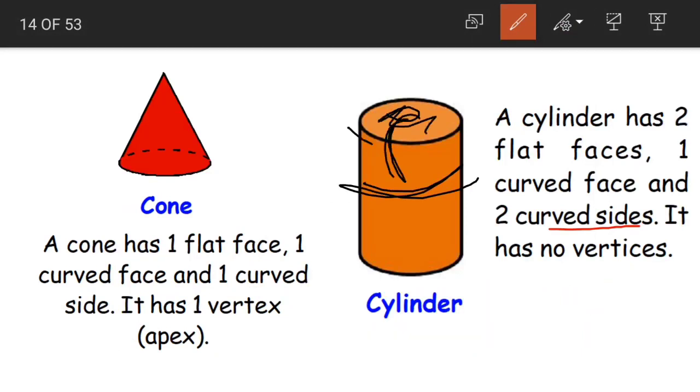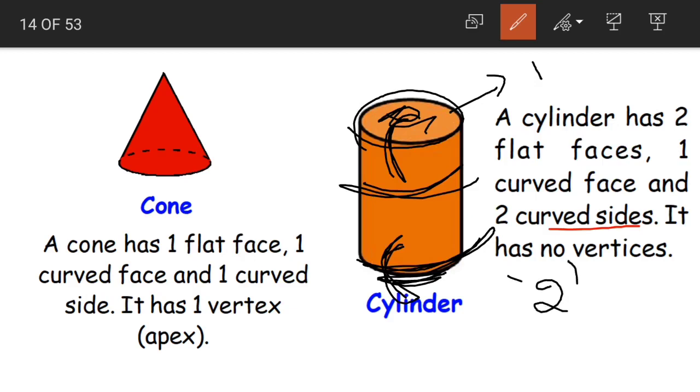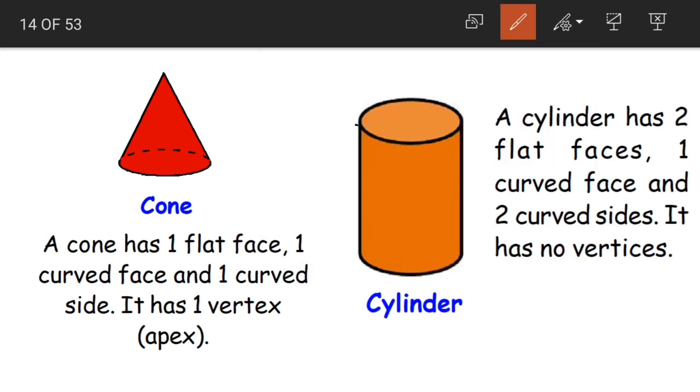Now these two are meeting here. So we have one side here, and again this curved surface, and below also will have a flat face, right? So these two are meeting here. So this is our second side. How many sides is our cylinder having? It is having two sides, and these sides are curved.